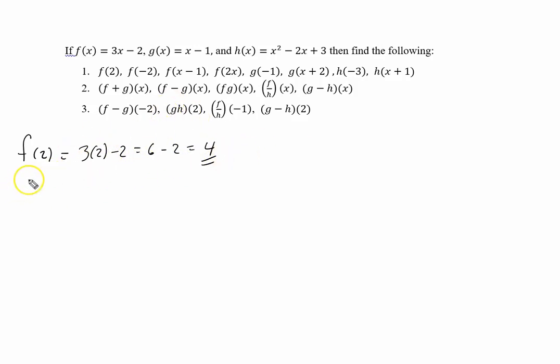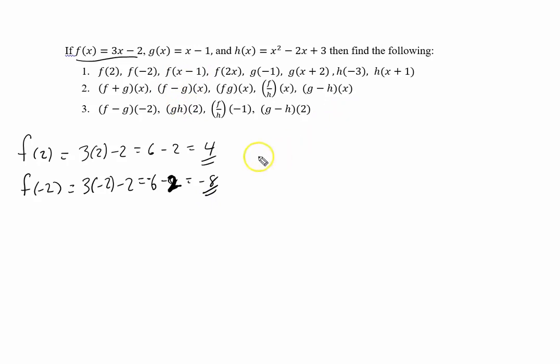Now, for f of negative 2, I'm going to take the formula for f, which is up here. And everywhere there's an x in there, I'm going to replace it with negative 2 in parentheses. So that's going to be negative 6 minus 2, which is going to be negative 8.